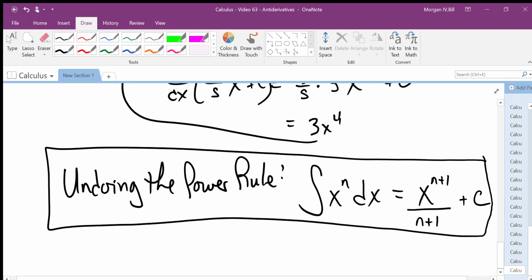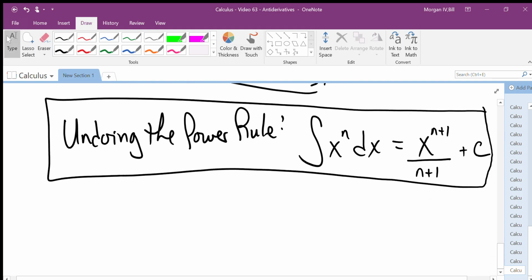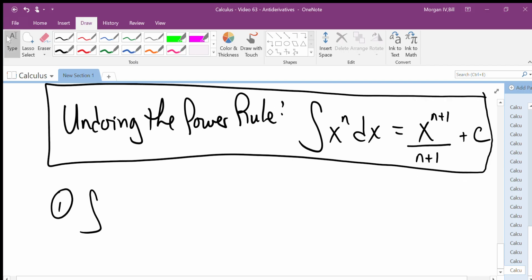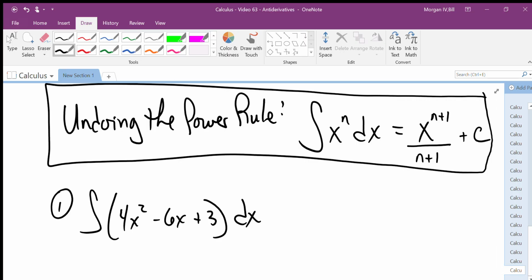All right, let's try some examples of undoing the power rule. Number 1. Let's say the integral of 4x squared minus 6x plus 3 dx. Okay, so this is a polynomial. Each term of the polynomial, we can do the antiderivative of individually by undoing the power rule, right? And what you're thinking of is, what function, if I took the derivative of it, would give me 4x squared? And then what function, if I took the derivative of it, would give me negative 6x? What function, if I took the derivative of it, would give me 3? Right? That is the antiderivative.